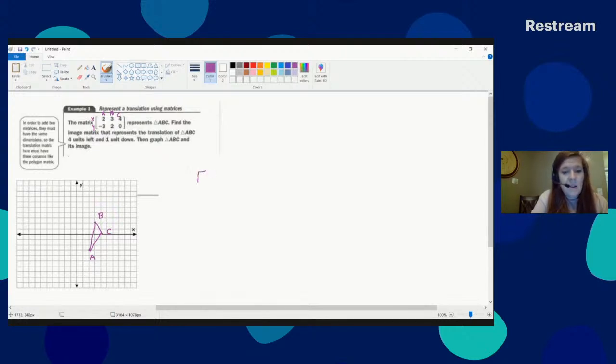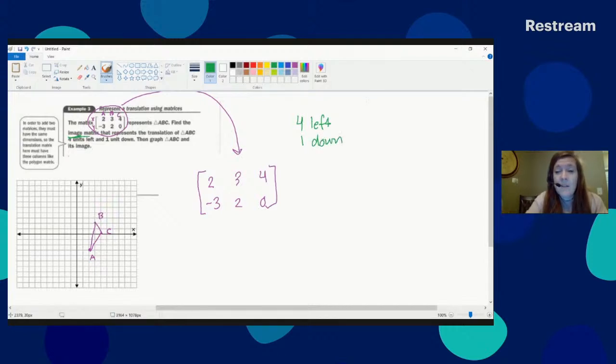So what's going on here is our original, our pre-image is at 2, negative 3, 3, 2, and 4, 0, right? This is our matrix right here. That's where our pre-image is that I just graphed over there, okay? And what they're telling you is that the image matrix, which, remember, it sounds a little confusing, but image matrix means the new matrix, is 4 units left, 4 to the left, and 1 down.